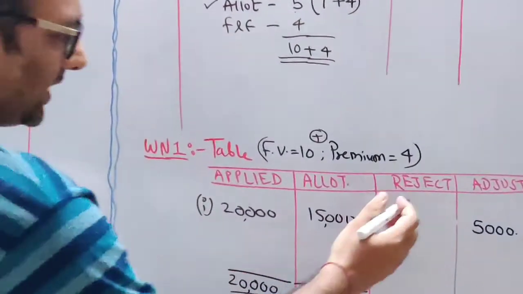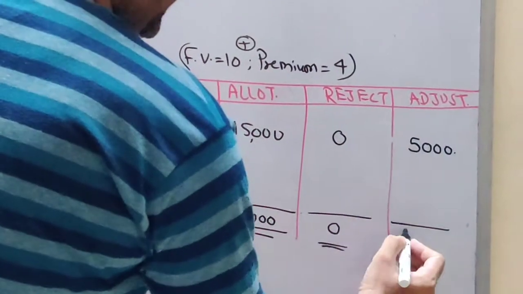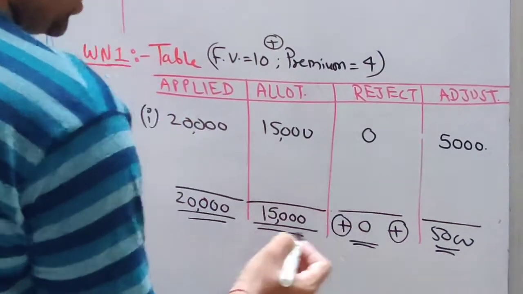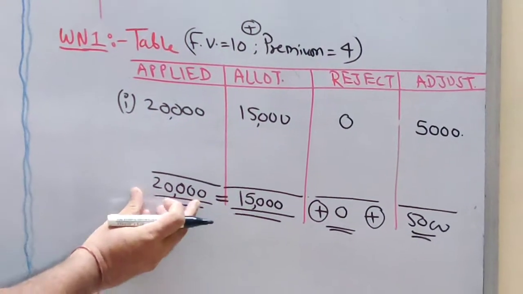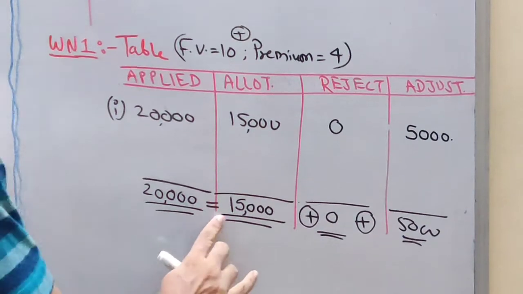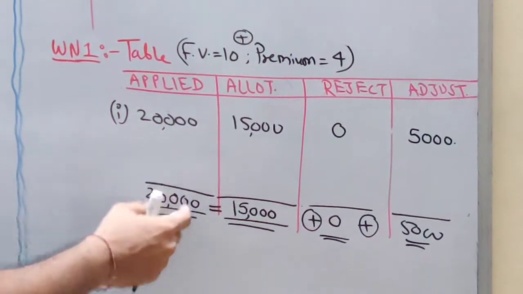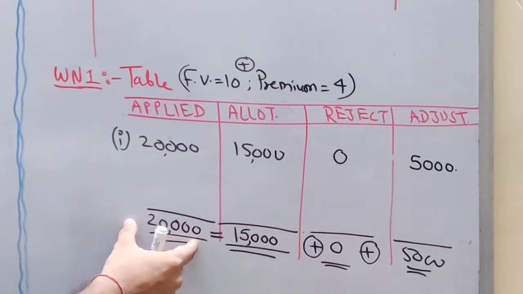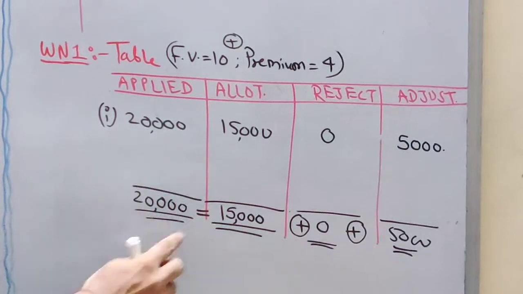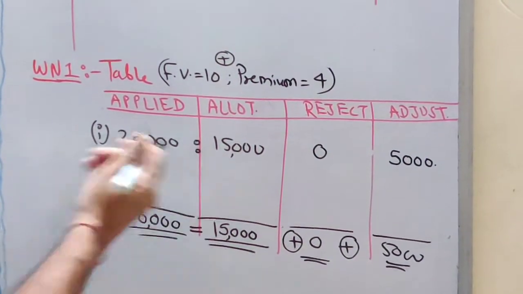5,000 shares. Now let's write the total. Total rejected is 0. Total to be adjusted is 5,000. If you add all these columns, it should be equal to the first column's total. So just cross check your equation. 20 is equal to 15 plus 0 plus 5. So out of the total applications of 20,000, all applicants are given on pro rata. So to all the applicants I can give a maximum of 15. So this is my pro rata ratio.